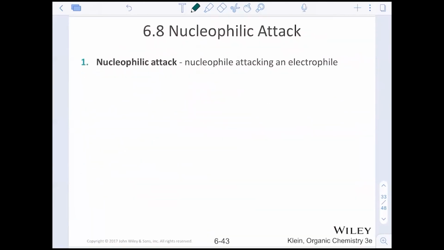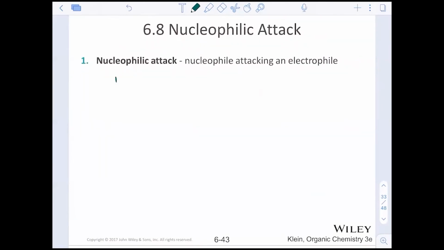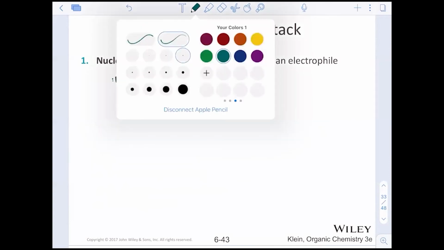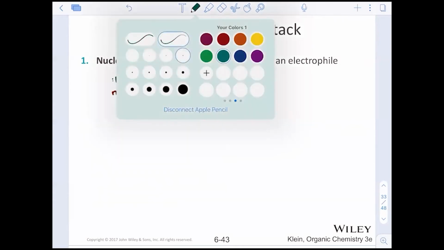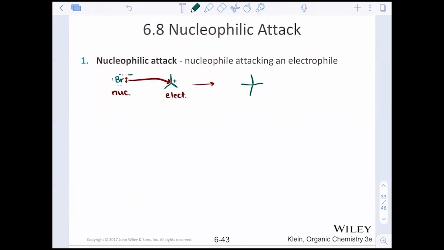For a nucleophilic attack, a couple of things that we can see. Essentially, what we're going to be looking for is a nucleophile attacking an electrophile. That's the main goal of a nucleophilic attack. Bromine has the electron, so I'll highlight those a little bit bigger. There's my nucleophile, and it's attacking, pointing right to the electrophile. There is one way to do a nucleophilic attack.